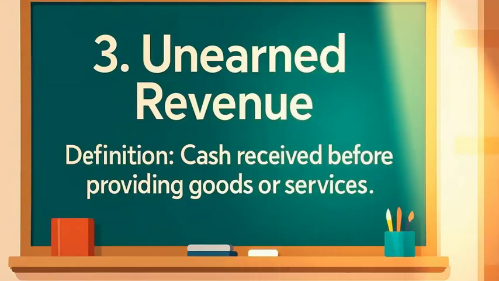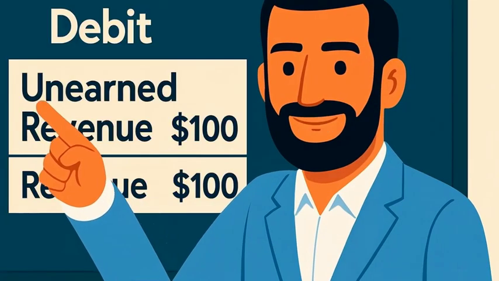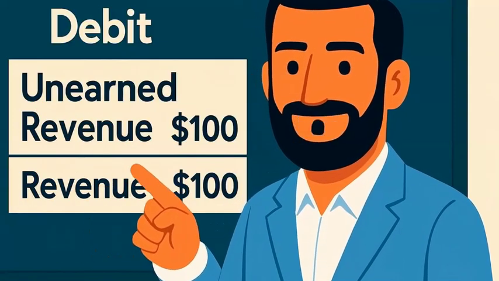Third, unearned revenue, which is cash received before providing goods or services. Example: a gym receives $600 for a 6-month membership. At month end, debit unearned revenue $100, credit revenue $100.